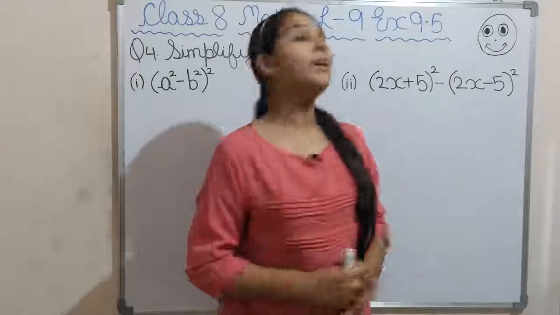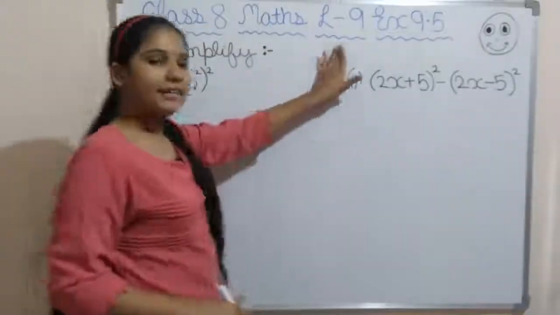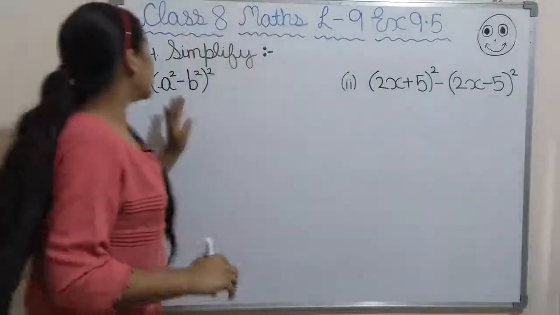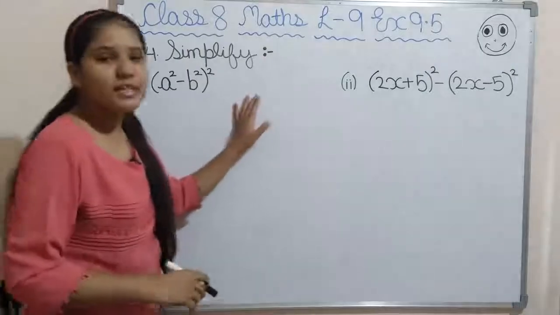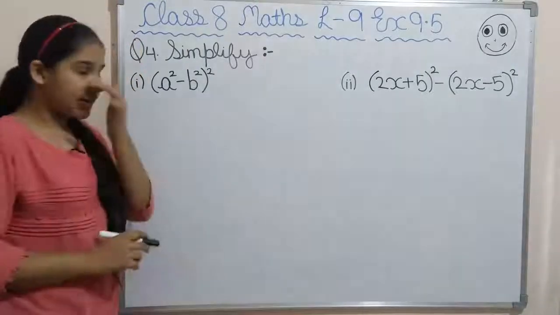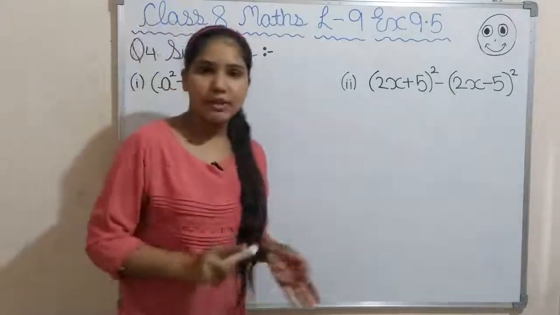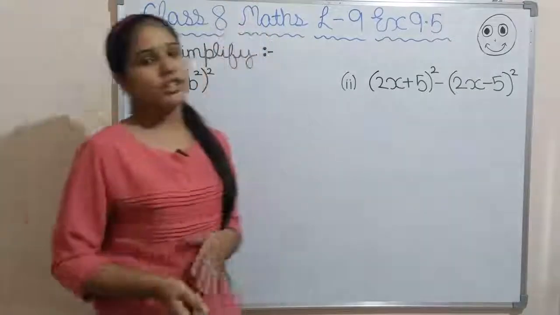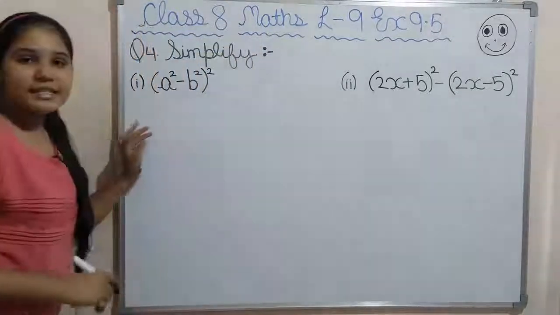So let's start from class 8 maths lesson number 9, exercise 9.5, from question number 4. Question number 4 is simplify. Actually there are 7 parts, so 4 parts will be covered in this video and the other 3 in the next video. Okay, so let's read it out.